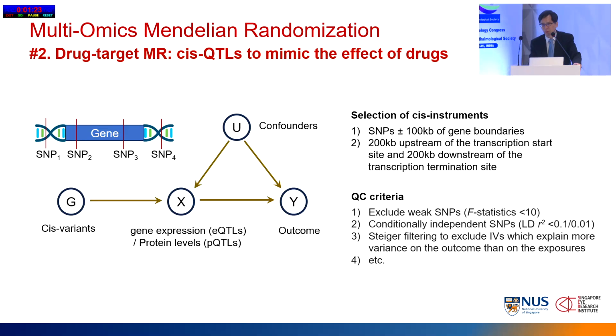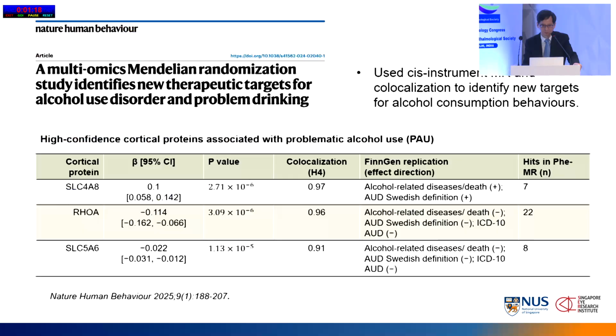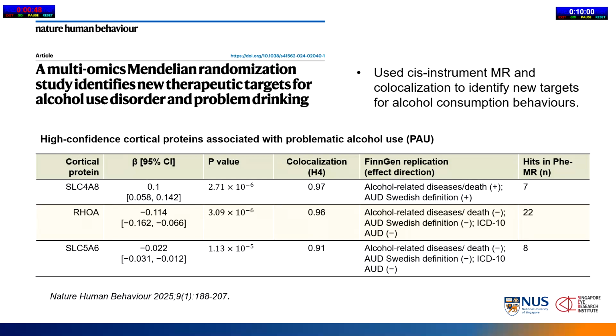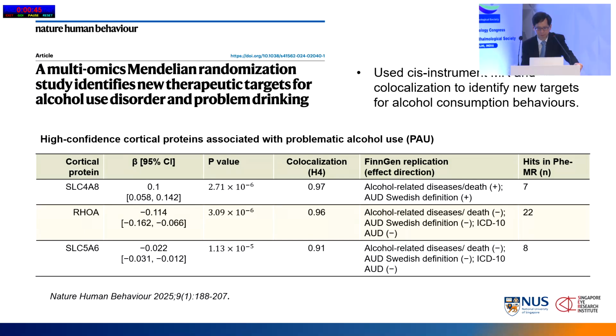But before we do the analysis, we also do some quality control to make sure that we can get a reliable result. So let's take a reference from this paper published in Nature Human Behaviour. Basically, in this work, the authors integrated protein and gene expression data and conducted a drug-target MR approach. They identified 3 proteins that affect gene expression level in the brain, suggesting that these 3 proteins are potential drug targets to change alcohol drinking behaviors.